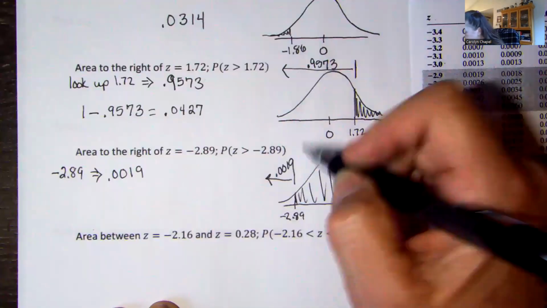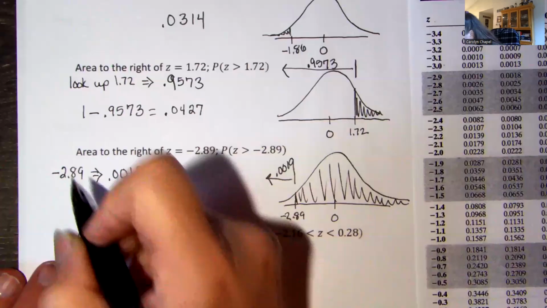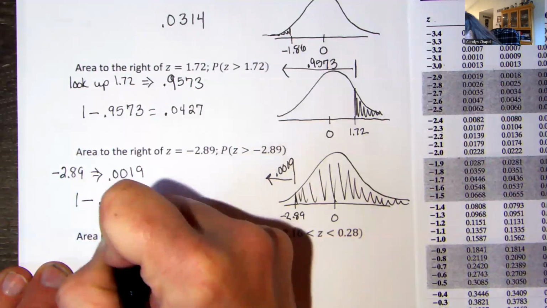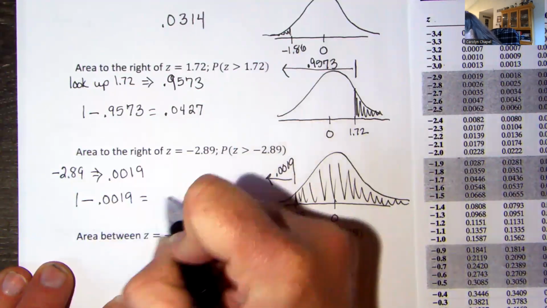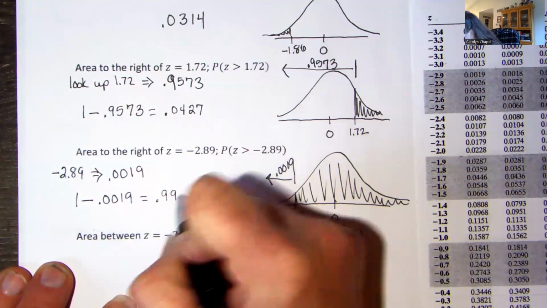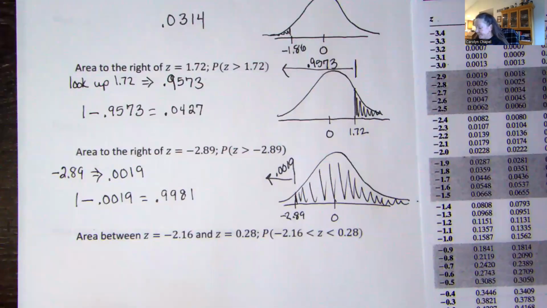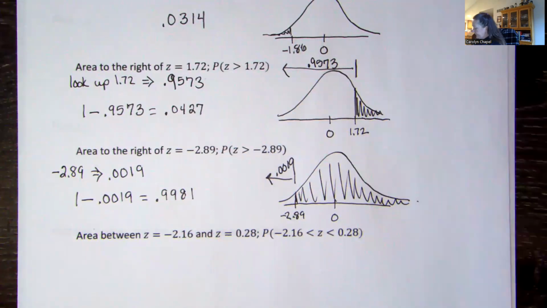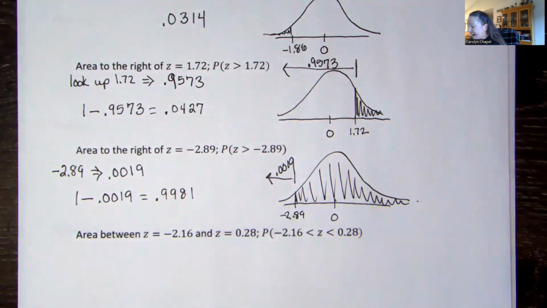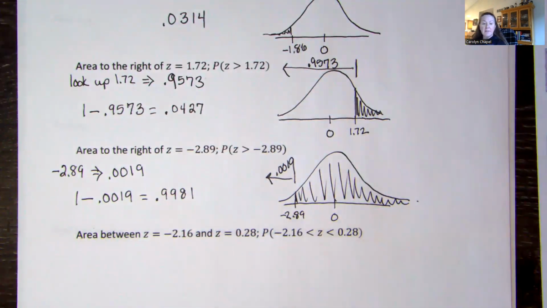So to find from that point up, we do 0.991. I could have looked at the 2.8 and used some symmetry, but again, I like to use the number that I'm given.